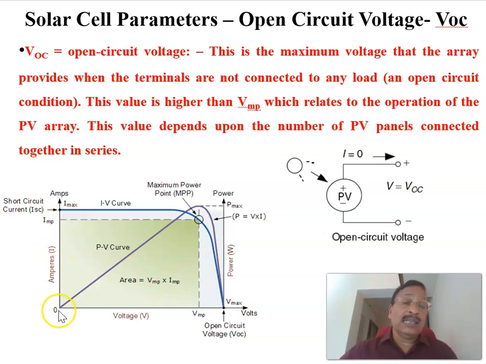As we have already seen, this is the IV characteristics of a solar cell, and this is the PV characteristics of a solar cell. Here, the first one is the open circuit voltage, corresponding to zero current. Zero current means this axis, and this is the open circuit voltage corresponding to different insolations. And of course we will see the short circuit current. This is the maximum power, the voltage corresponding to the maximum power is called VMP, and the current corresponding to the maximum power we call IMP.